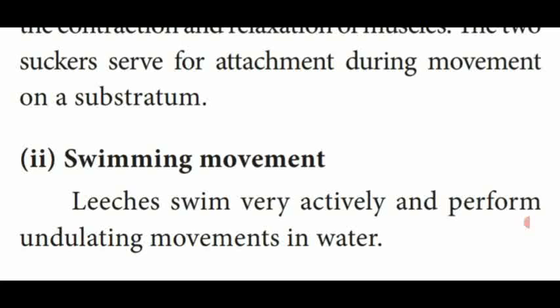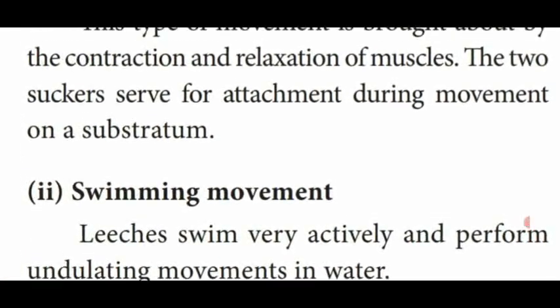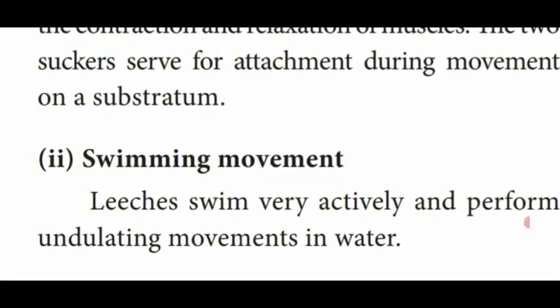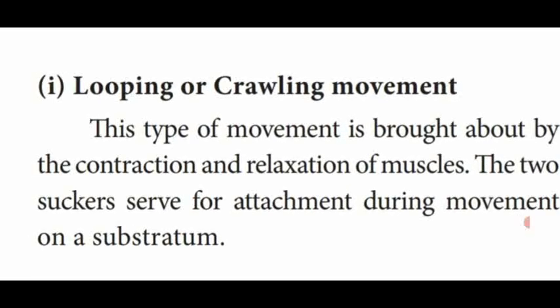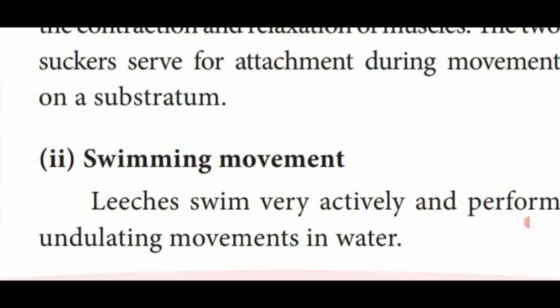Only one part, that is the base of the body, is attached to the bottom of the substratum or any rocky region or any surface of the water. The remaining body surface is moving up and down or lashing their body surface. That is said to be undulating movement in the leech. So this type of movement is called a swimming movement of leech. So these are all the different movements by which the leech moves from one place to another place.